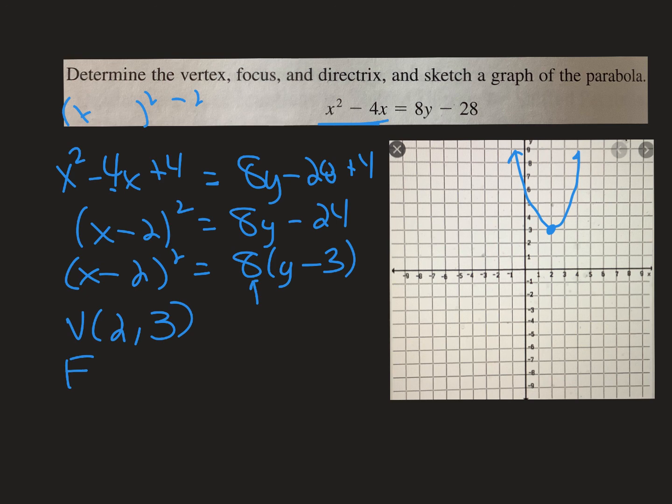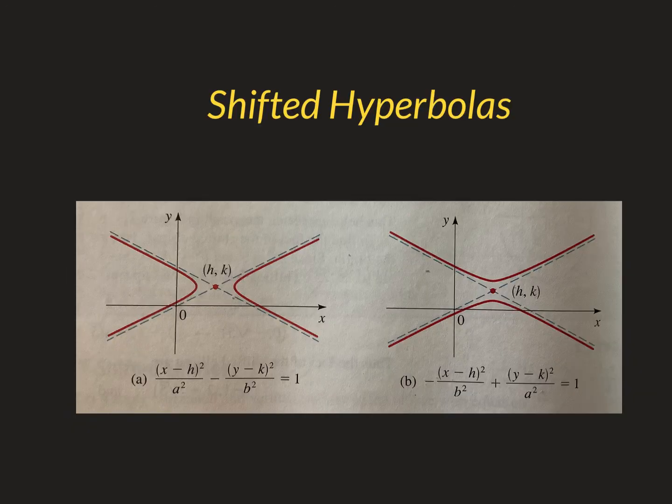Remember, the focus is p away from the vertex. Well, 4p is 8, which means p is 2. So it's going to be up 2. My focus is going to be right there, 2 up from 3, which means the focus is at 2, 5. It also said find the directrix. Well, the directrix is going to be p away, except in the other direction. There's the directrix right here. It's that line that's 2 below, so it's going to be y equals 1. And that's all we had to find. Those 3 things and the graph. Not that bad.